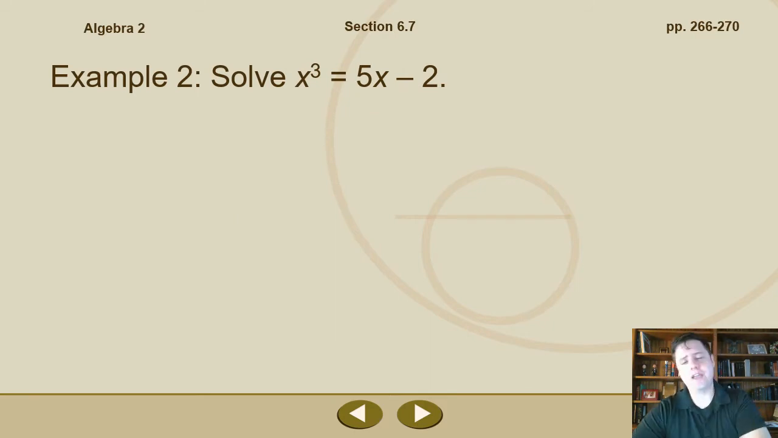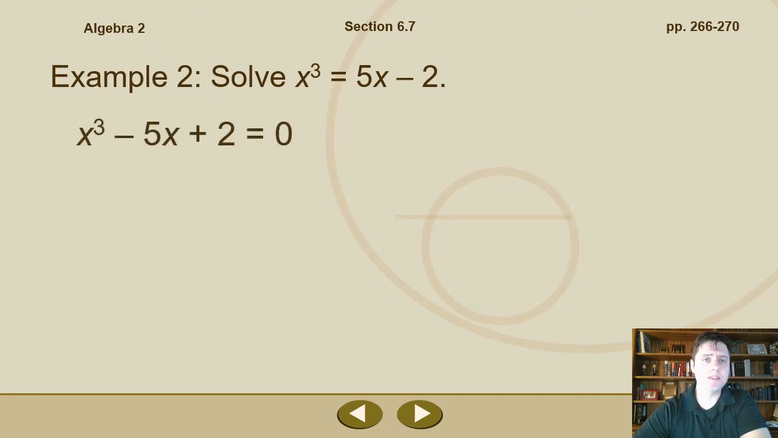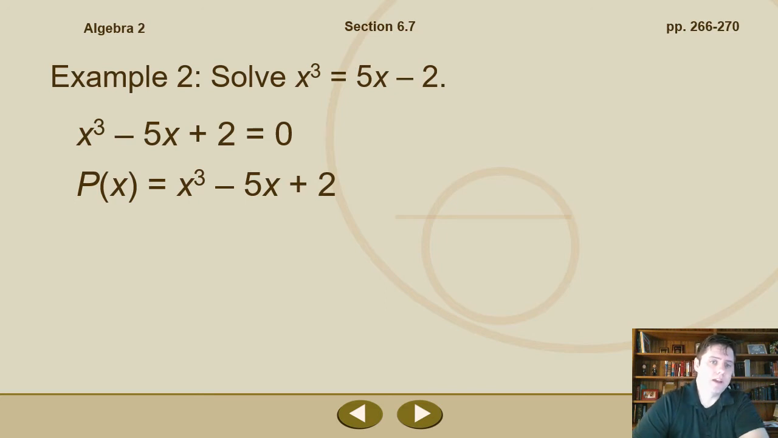Well, this one: solve x cubed equals 5x minus 2. As I told you before, the first thing we want to do is move everything over to the left side. So we have x cubed minus 5x plus 2 equals 0. What do we do now? Well, we say this is what p of x equals. p of x equals x cubed minus 5x plus 2.